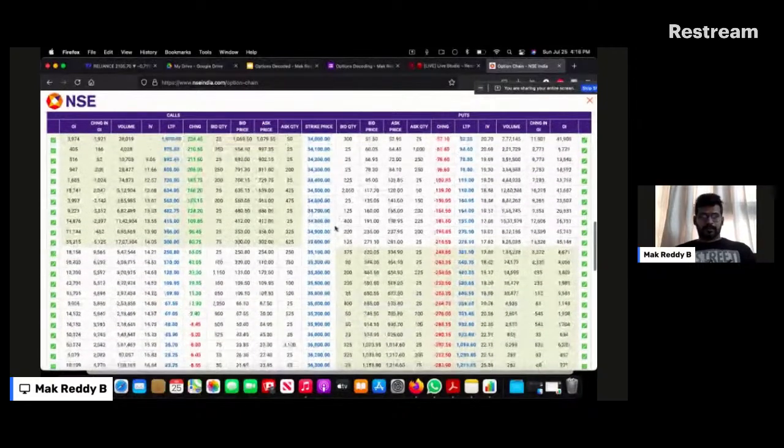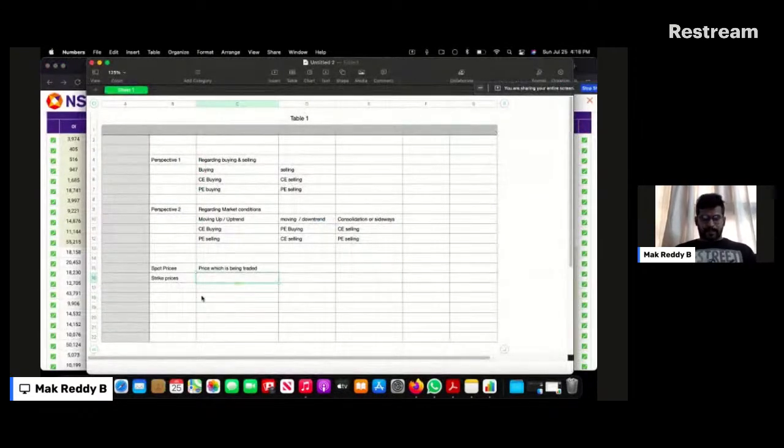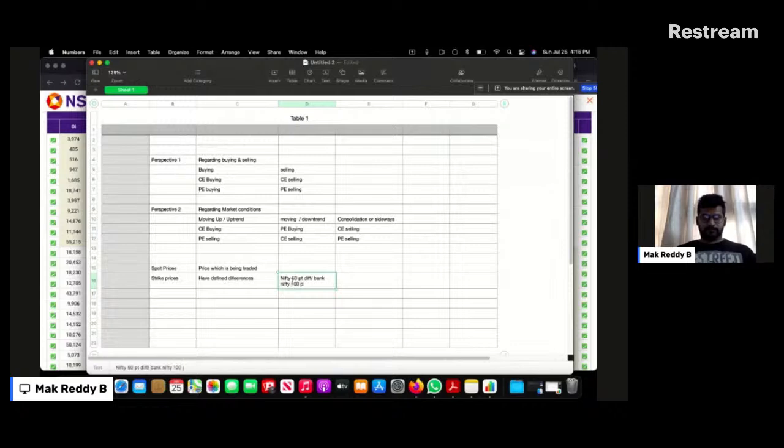I will come to the stocks in a bit. Let me do a little more definitions over here. So strike prices have defined differences. Nifty has a 50-point difference. Bank Nifty has a 100-point difference.